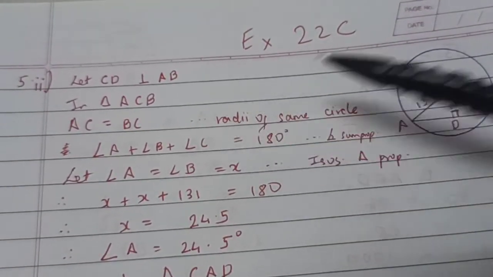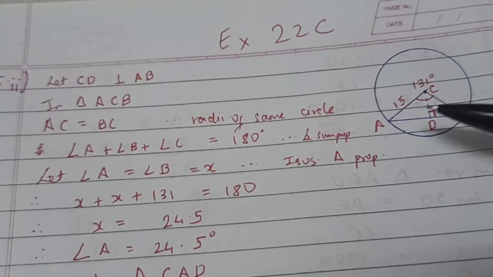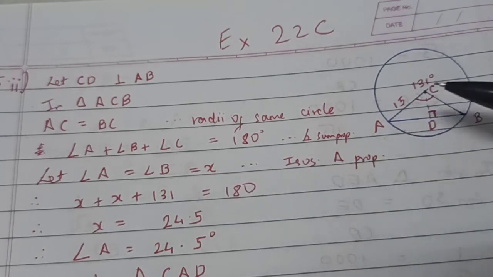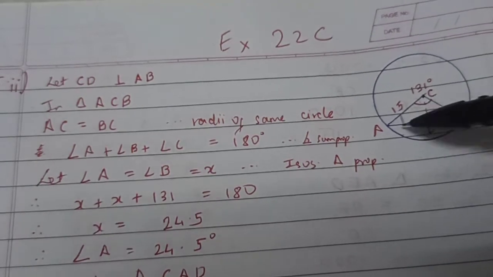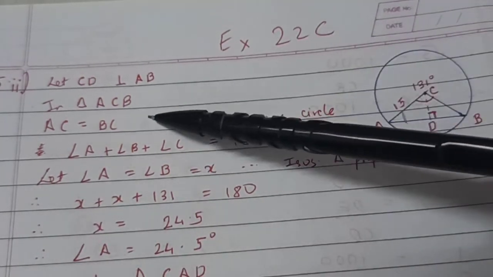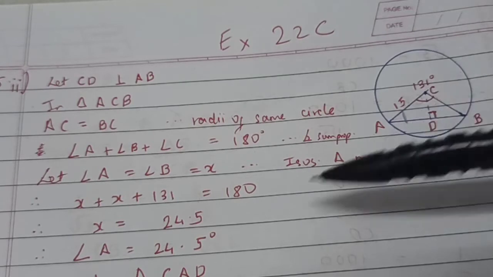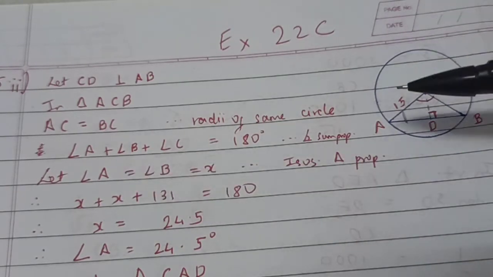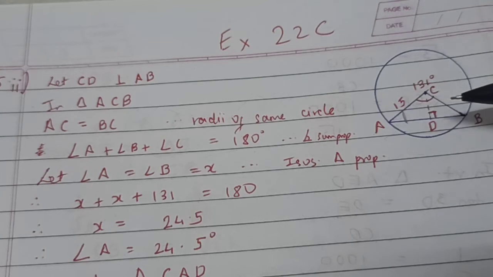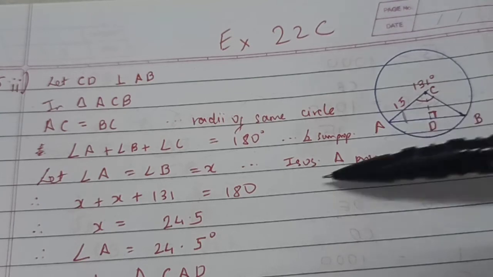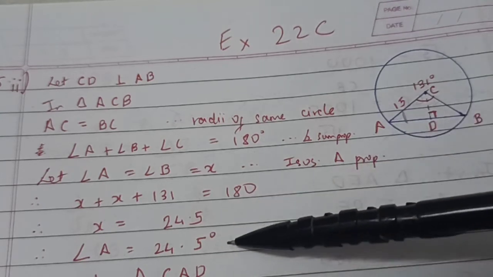Now in triangle ACB, we notice that AC and BC are equal, radii of the same circle, so that becomes an isosceles triangle. In an isosceles triangle, if I know one angle, then using the angle sum property, I can find the other angles. So we'll find angle A. Since I've specified the name of the triangle ACB, hence I can use a single letter to denote angle A, which is same as angle CAB. This comes out to be 24.5 degrees.